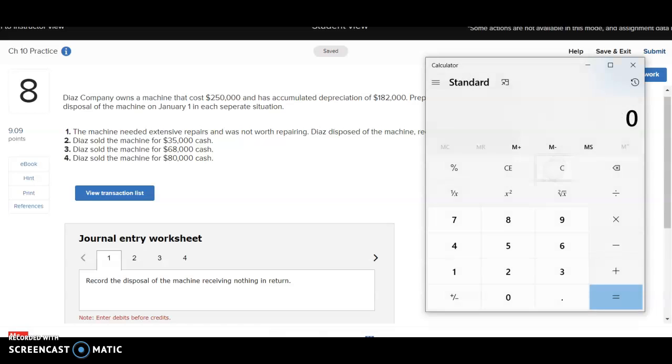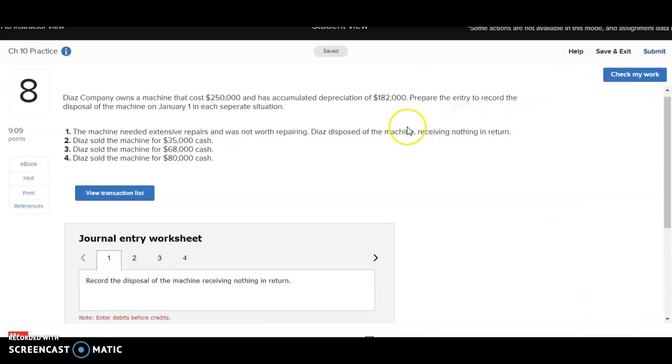So let's pull up the calculator to show that calculation. We have $250,000 minus $182,000. That leaves us with a book value of $68,000. If we're looking at this, we have to think about each of these different scenarios. The first one says that the machine needed extensive repairs and it was not worth repairing. So Diaz disposed of the machine, receiving nothing in return.